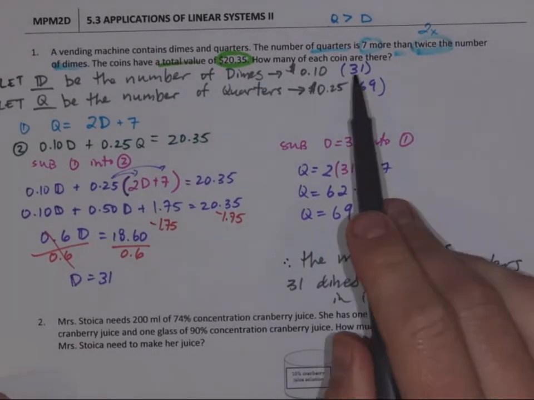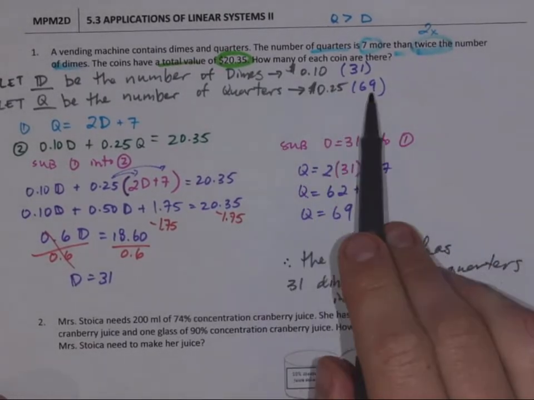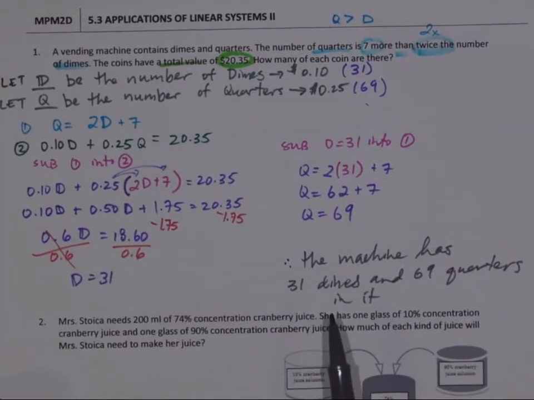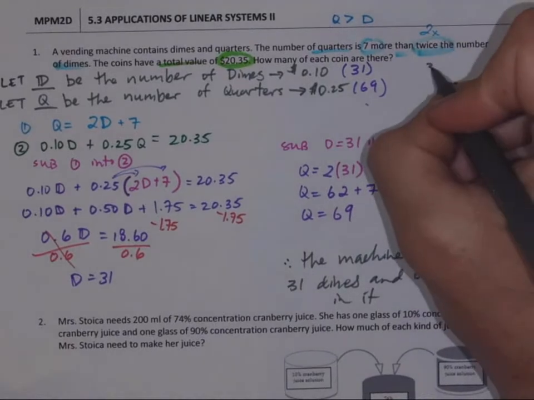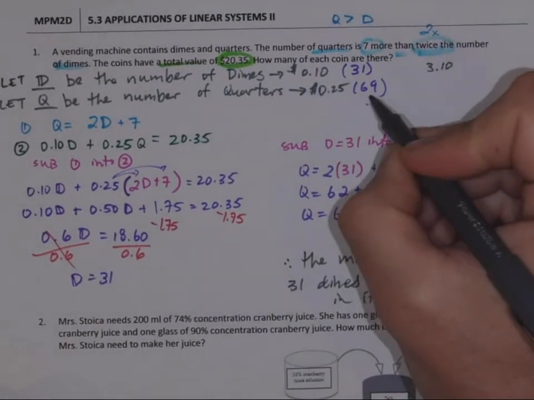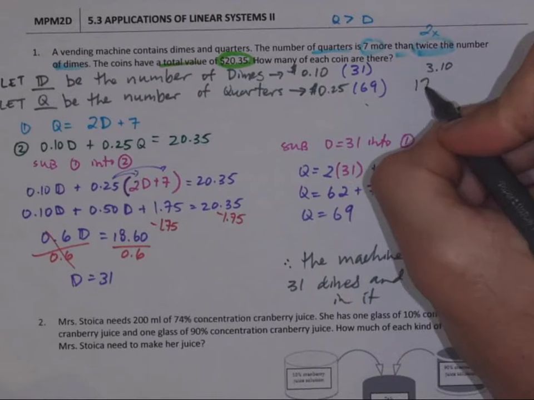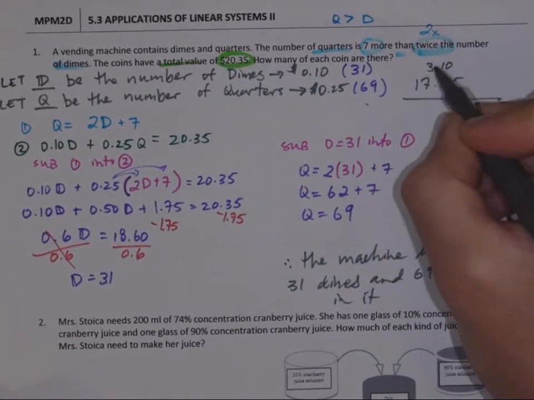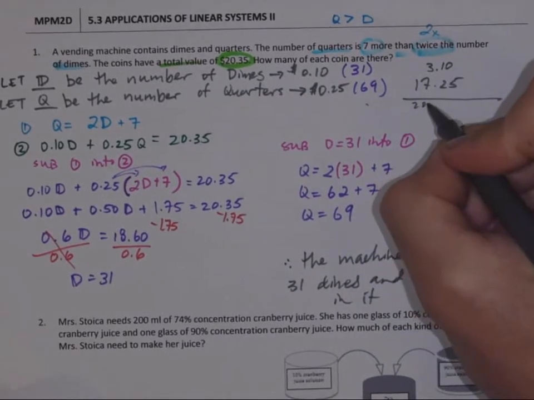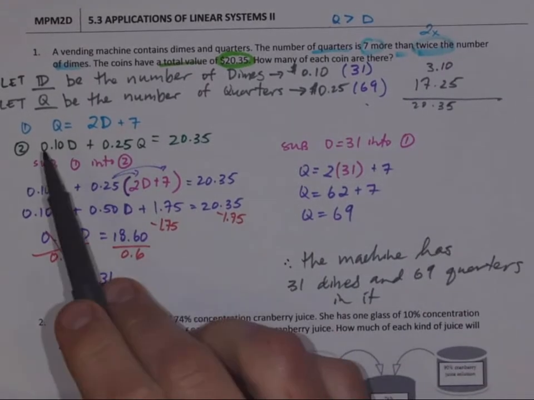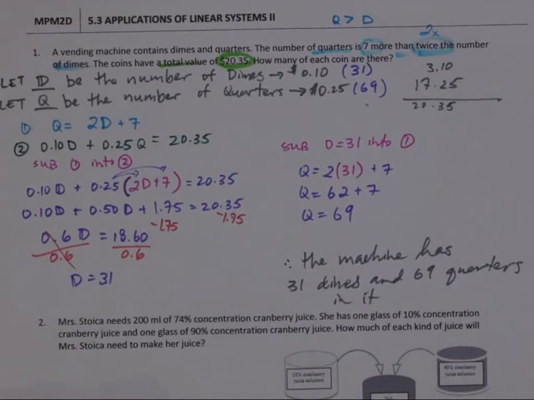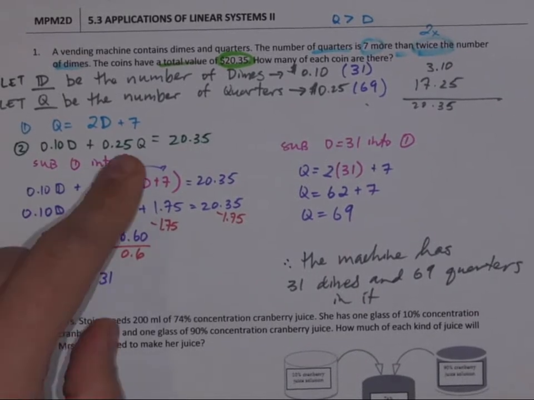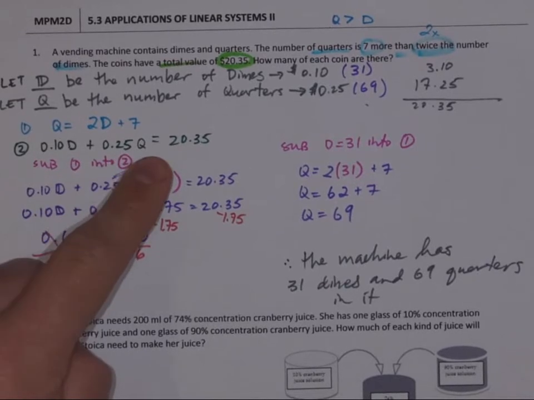If we ever want to check, we could then again substitute these values in to see if it works. 31 times 10 cents, $3.10. 69 times 25 cents, $17.25. When we add those together, we have 20.35. That's essentially that equation right there. It works out. We are correct. Awesome. The difficult part is remembering that it's what it's worth times how many we have.